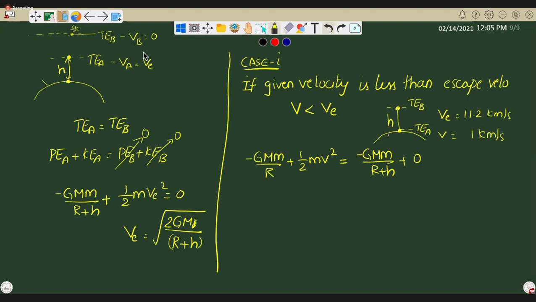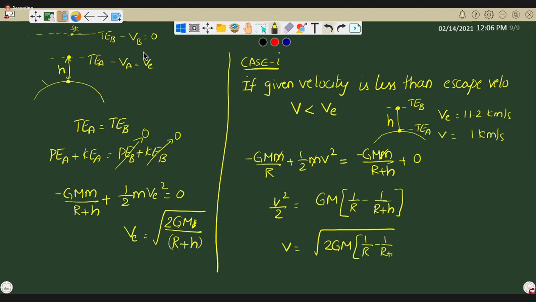What should we calculate, sir? Velocity, you have to calculate your velocity. m gets cancelled, right? Yes, sir. So take this guy that side. V squared divided by 2 is equal to GM taken common. It will be 1 by R minus 1 by R plus H. So V is equal to under root 2GM into 1 by R minus 1 by R plus H. Clear? Yes, sir.